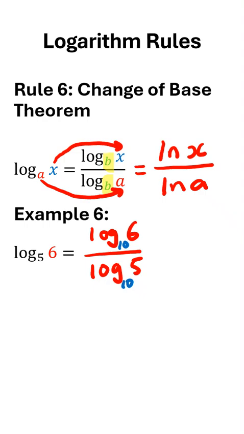So here we get 1.11328 dot dot dot. Let's round this answer to 2 decimal places and we get 1.11. You can also use the ln button. If you put ln 6 over ln 5, we also get the same answer, 1.11.